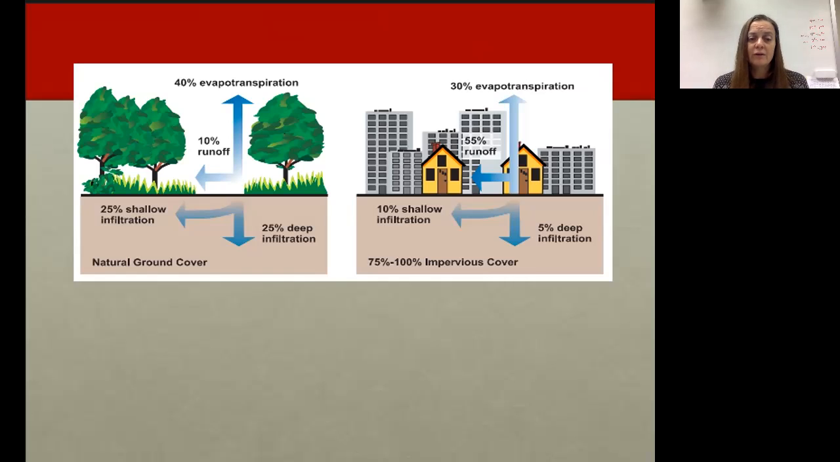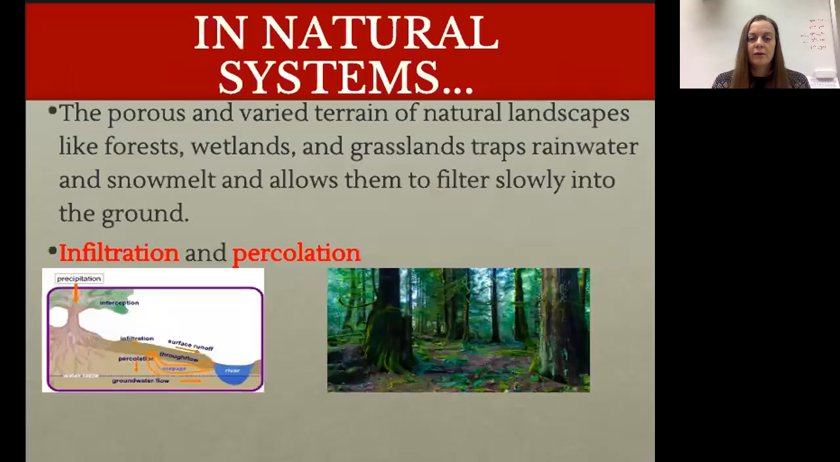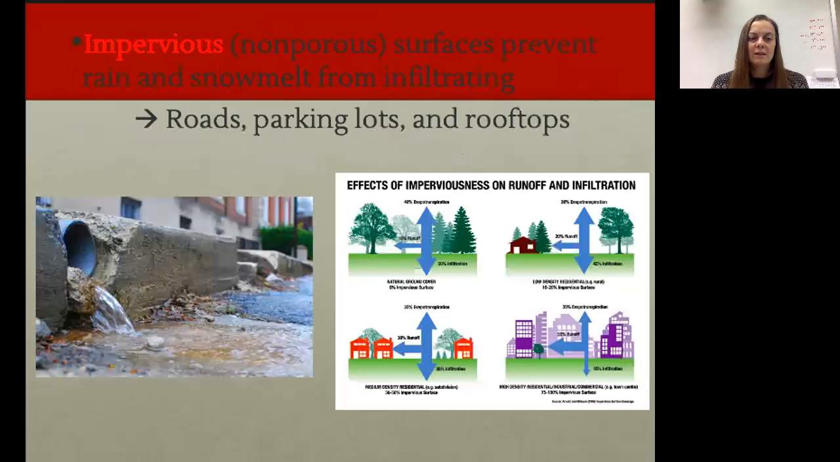Very little of it is going into evapotranspiration or any type of filtration. So in our natural systems, all of those variations in the ground and the root systems trap rainwater and allow it to filter slowly into the ground. But when we have a city, we have lots of non-porous surfaces. Those are roads, parking lots, rooftops.